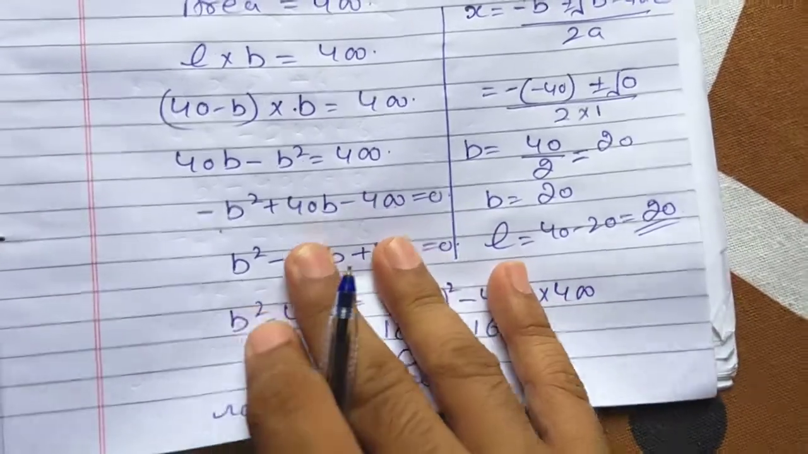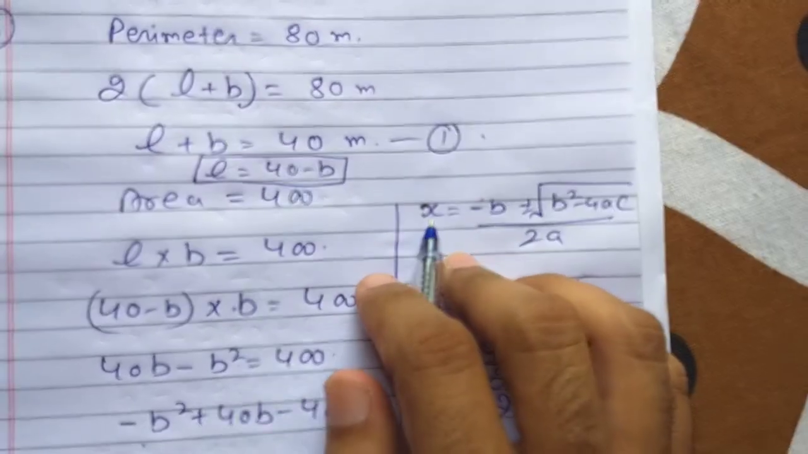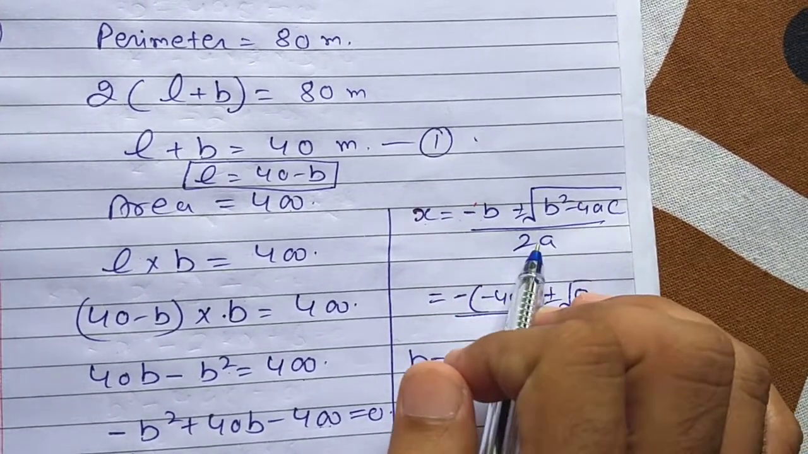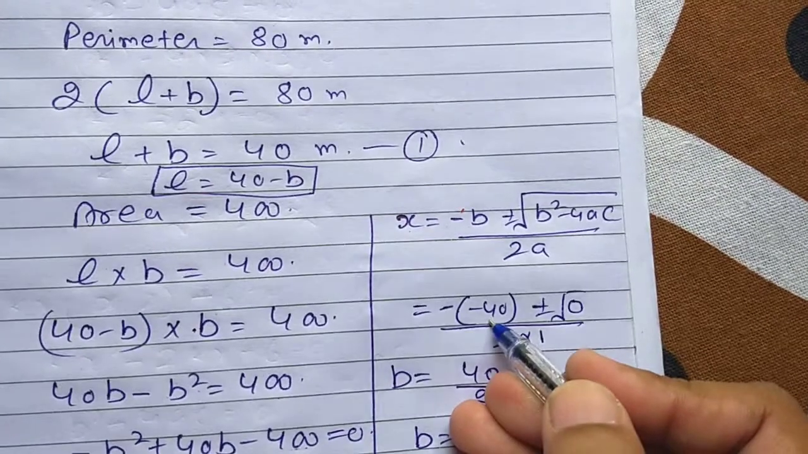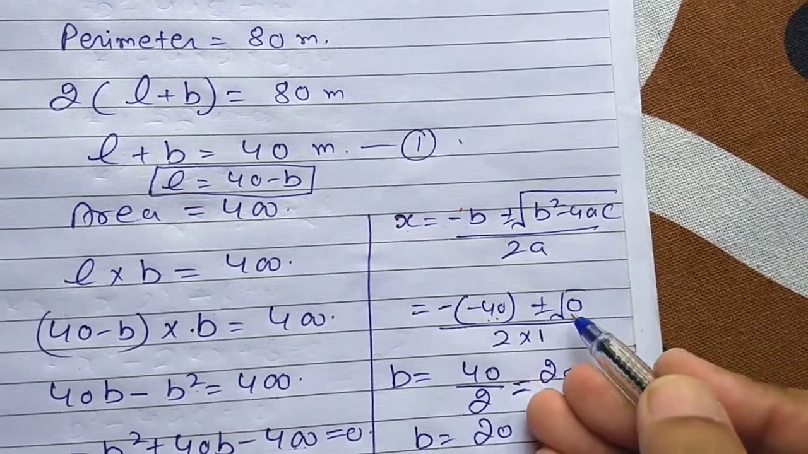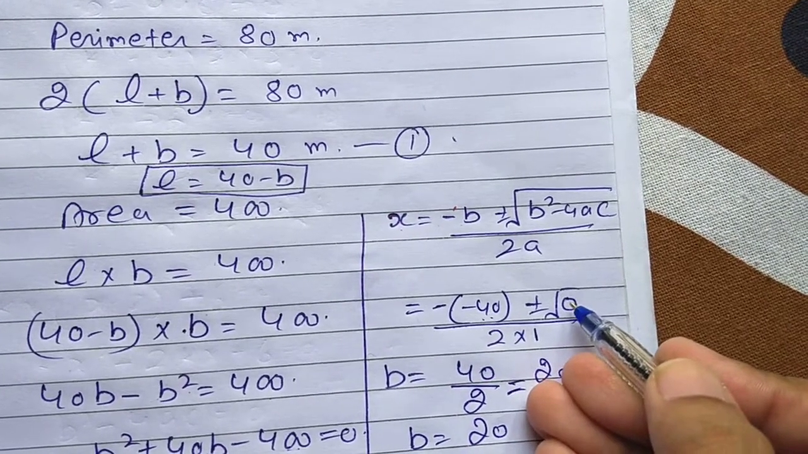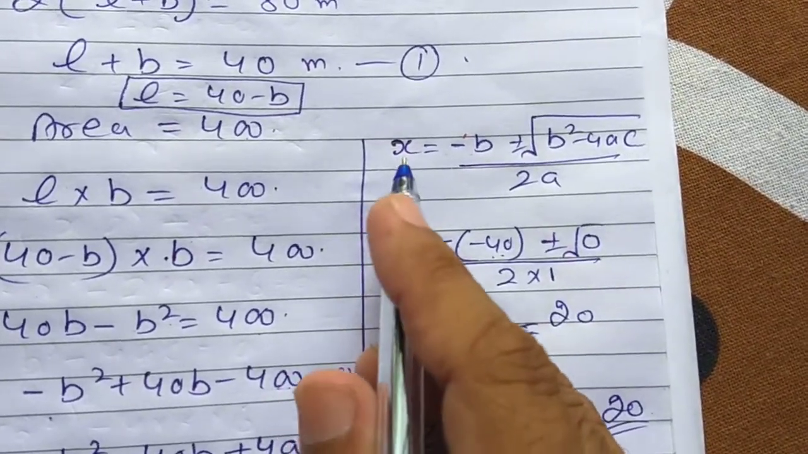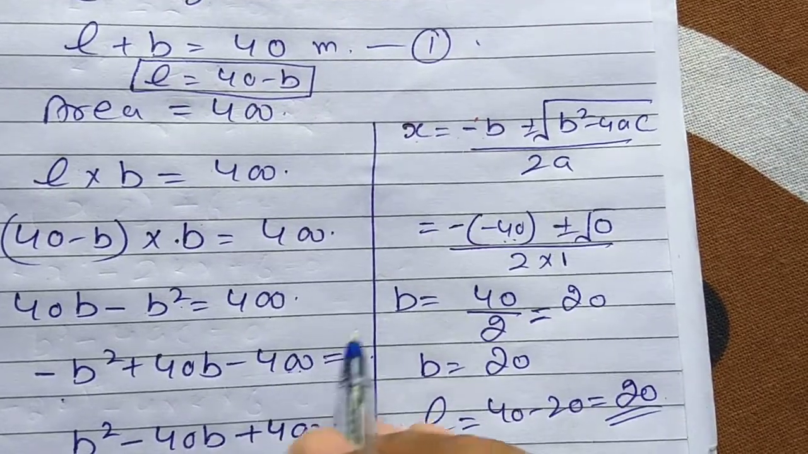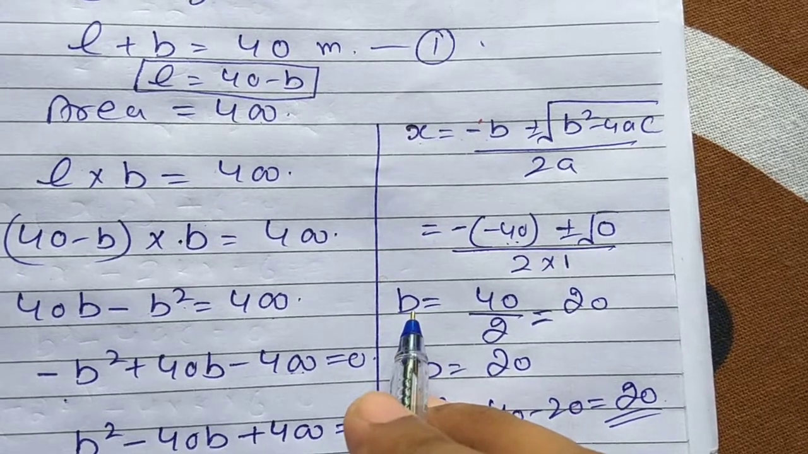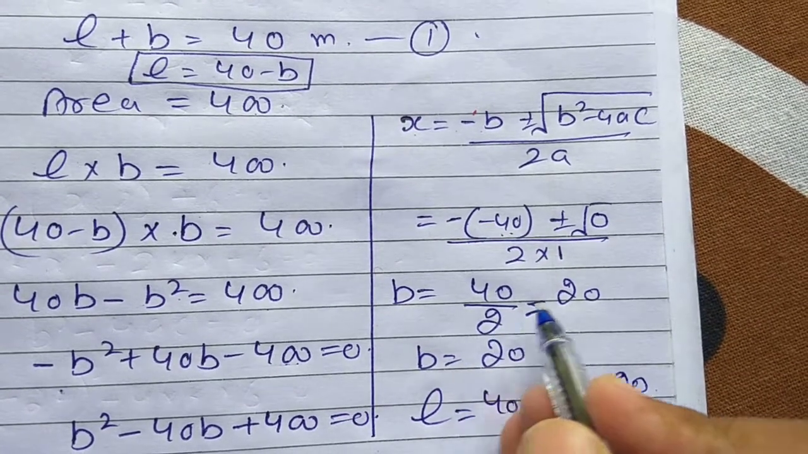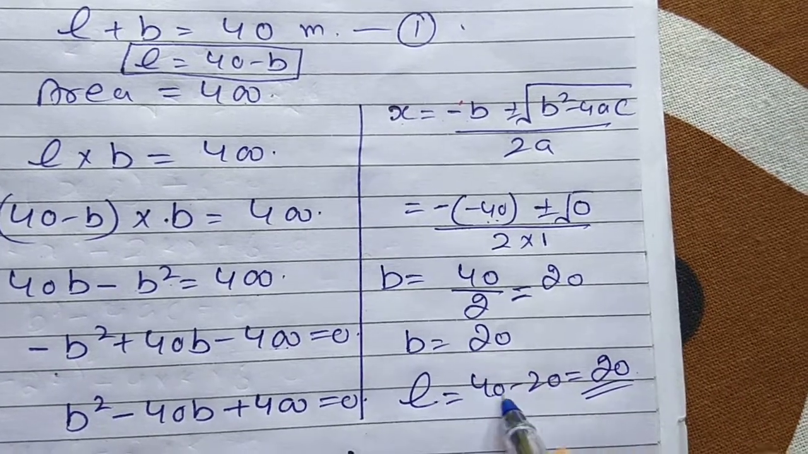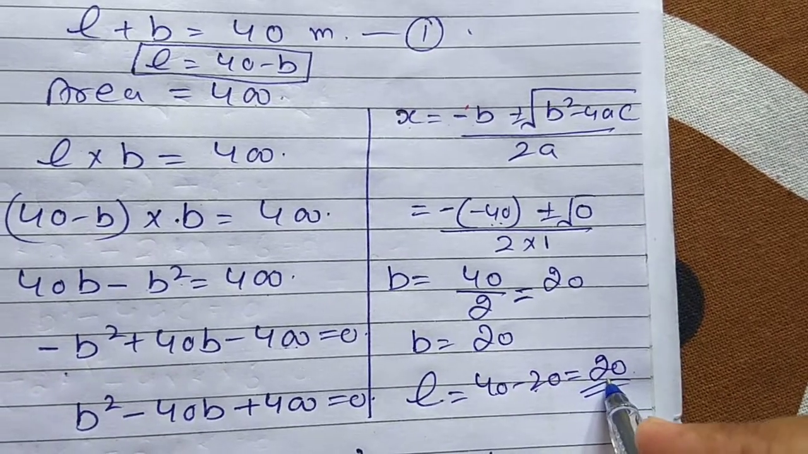So how can we find the roots? We have to apply the formula: x equals minus b plus minus the square root of b square minus 4ac, upon 2a. Put these values, minus b, that is minus 40. The discriminant was 0, so we put the value 0 here. 2 into 1 is 2. Because our equation here is in terms of b, instead of x we take b. So divide by 2, and the value of b is 20. If b is 20, then length will be 40 minus 20, that is equal to 20.